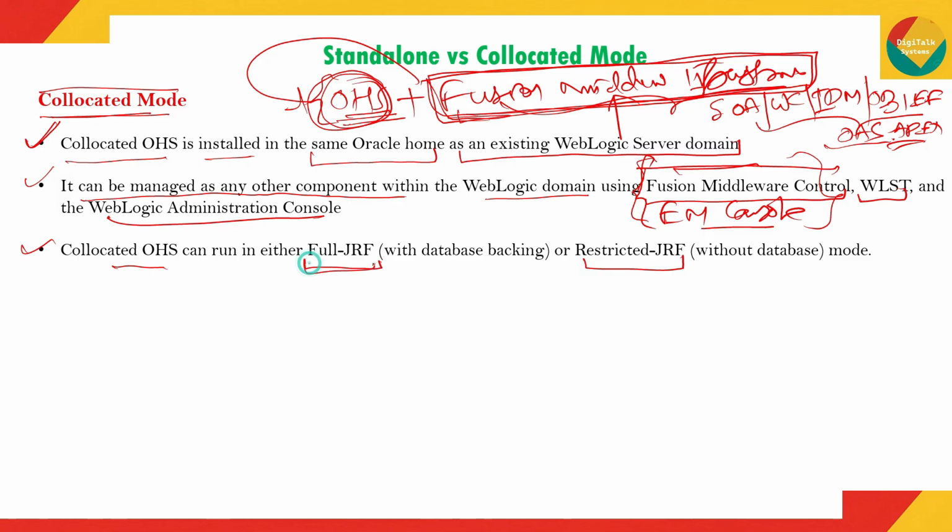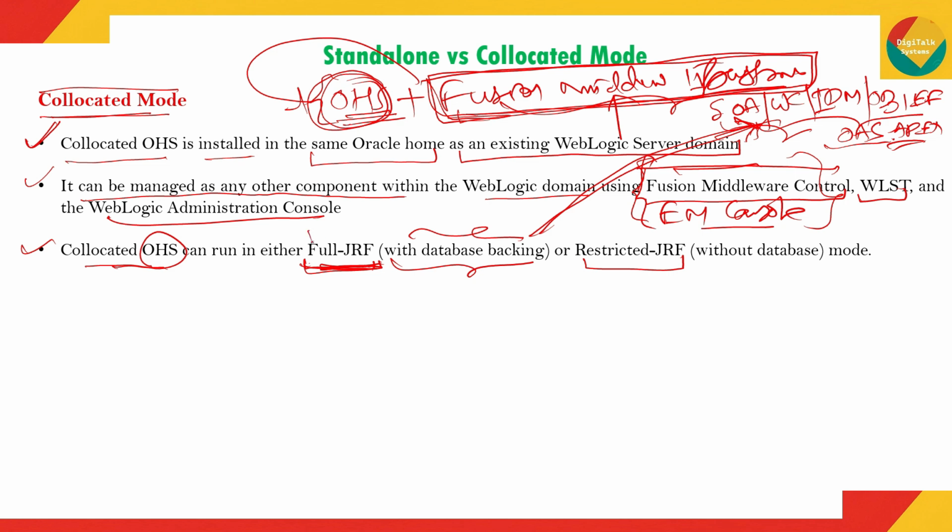Okay, and this co-located OHS can run in either full JRF mode or restricted JRF mode. So JRF is Java Required Files, which is specifically required for your middleware applications. These middleware applications always need the JRF. Now, if you are going with the JRF, you always need a database. Your database has to be there where we create the multiple schemas.